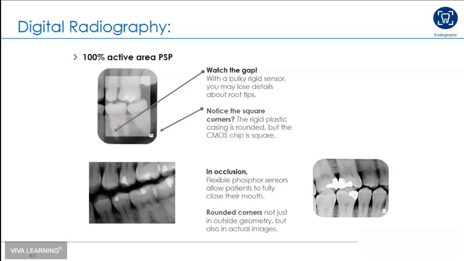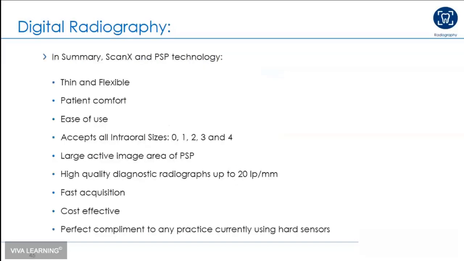100% active area, no cutoffs at the edges, as you see here. In occlusion, you can get a nice film easily of them being able to close their mouth, and no problem in reading this at all.